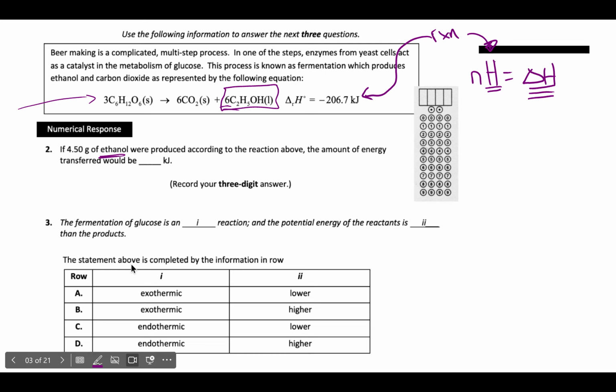So to get to moles, you would have, I'm going to start over here, 4.50 grams. We need to multiply by the molar mass of 1 mole of ethanol, which is 46.08 grams. So that step gets grams to cancel. And then you multiply by the enthalpy of the reaction per mole of what it's asking about. So that would be negative 206.7 kilojoules divided by the 6 moles of ethanol. So now moles cancel. Plug that into your calculator and you're going to get negative 3.36, and that's in kilojoules.